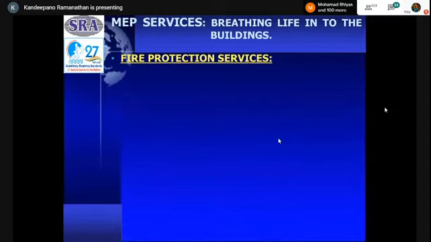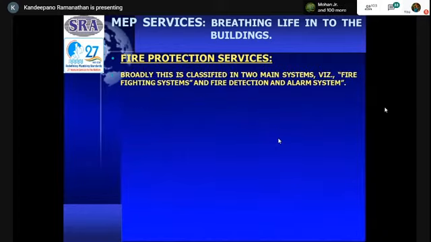Now, fire protection services. This is the F part which has been added recently, MEPF. This is a very important field of MEP services. Even though this service should never be activated, for God's sake, if it happens, it becomes very serious and causes serious damage to both life and property. So this is an important service which has to be designed properly and executed properly at site.